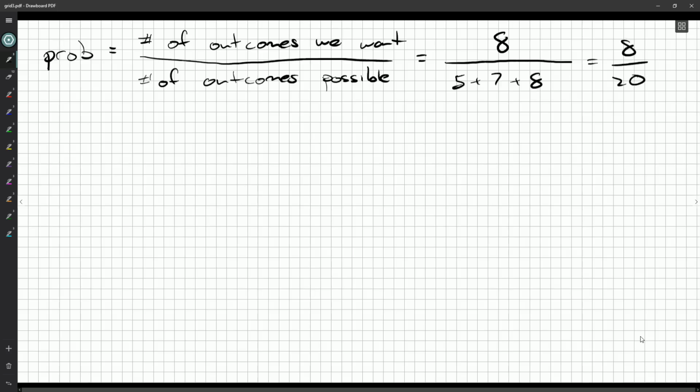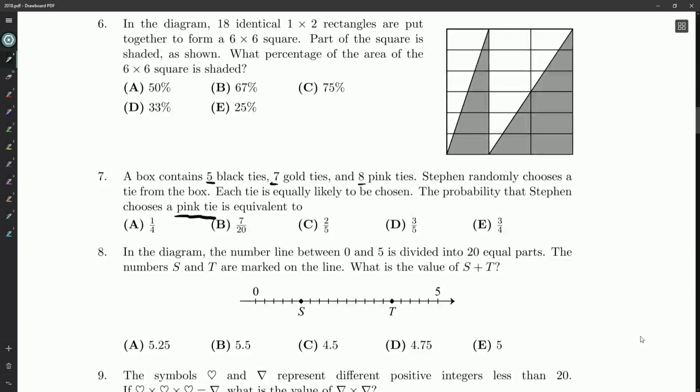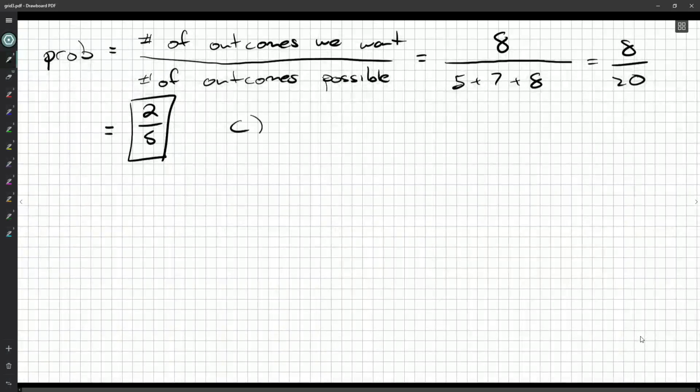8 out of the 20 ties are acceptable, are what we're interested in, what we want to count. So our probability is 8 out of 20, which isn't a presented answer. But of course, if we divide top and bottom by 4, we'll get 2 out of 5. So 2 out of 5 times, or 40%, something like that, we pick out a pink tie. So 2 out of 5 is right in the middle. That's C, and that's exactly what we're going to write down.